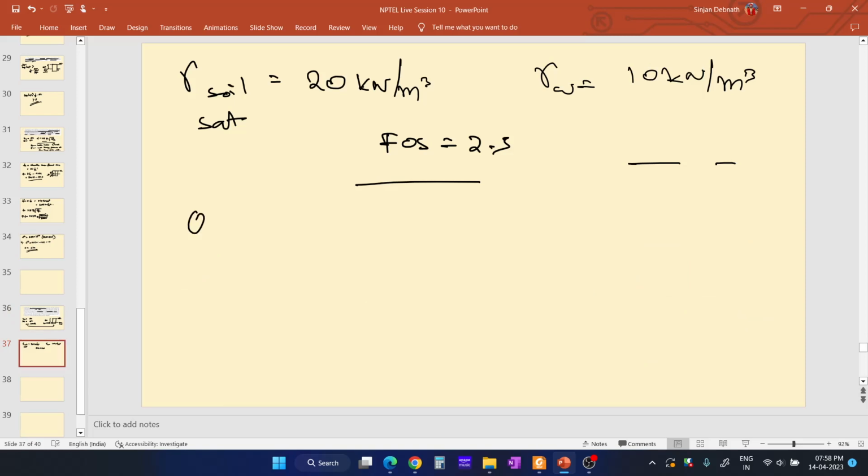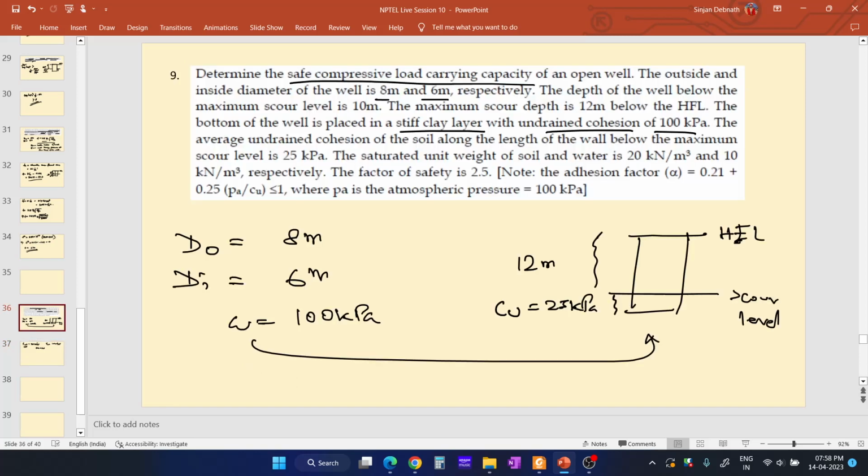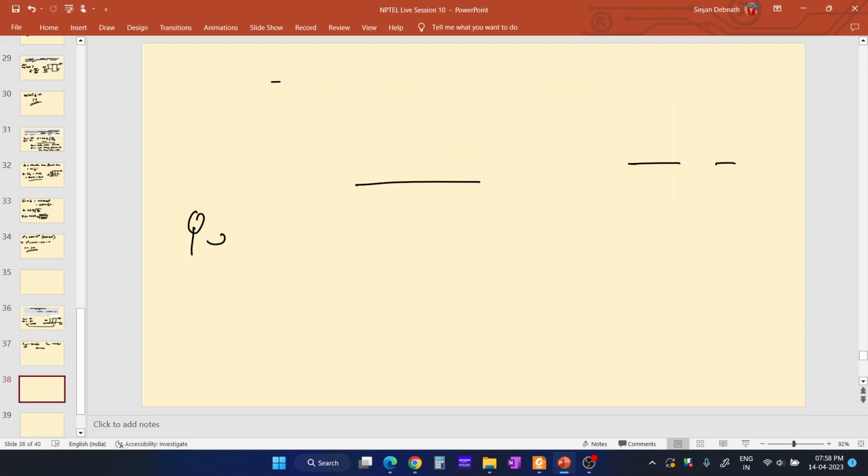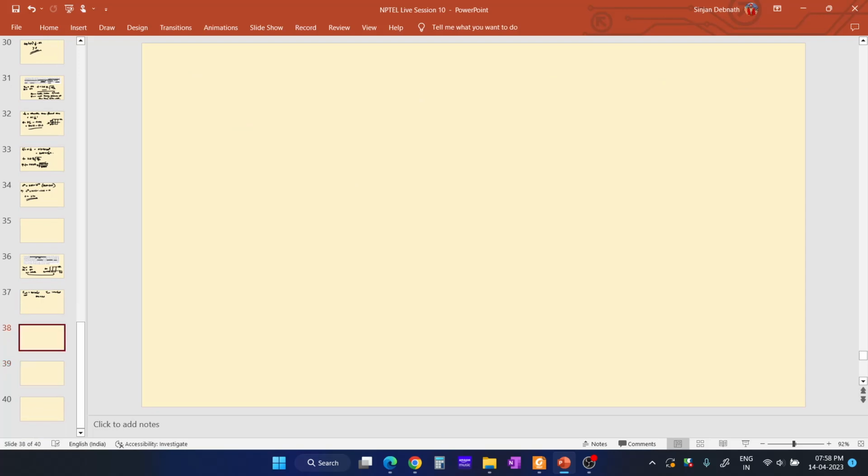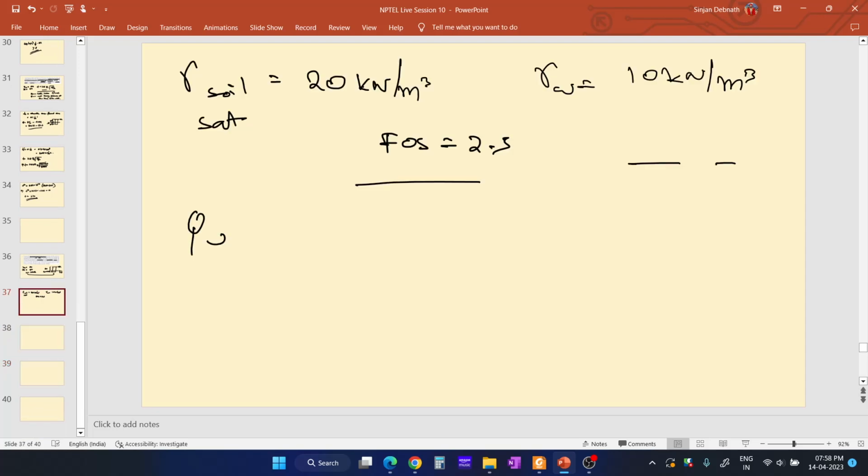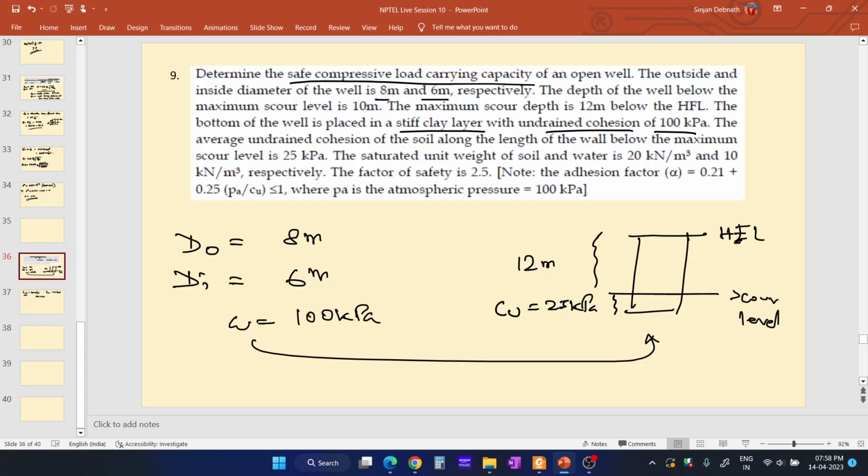Okay, so Qu, that is the ultimate compressive load carrying capacity of the open well, is equal to Qp net plus Qf. This Qp net is equal to AB, that is the area of the base of the pile.